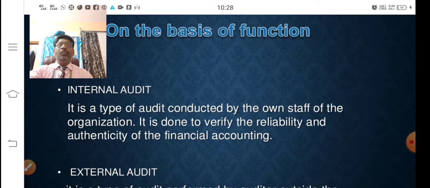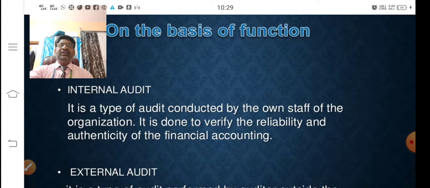So, what are the objectives of this internal audit? To ascertain whether internal check and accounting systems are adequate and effective, to ascertain whether the policies, plans and procedures have been complied with, to evaluate the performance of the personnel, and to suggest to the management the improvements desired in internal check systems and accounting systems. It also has some features.